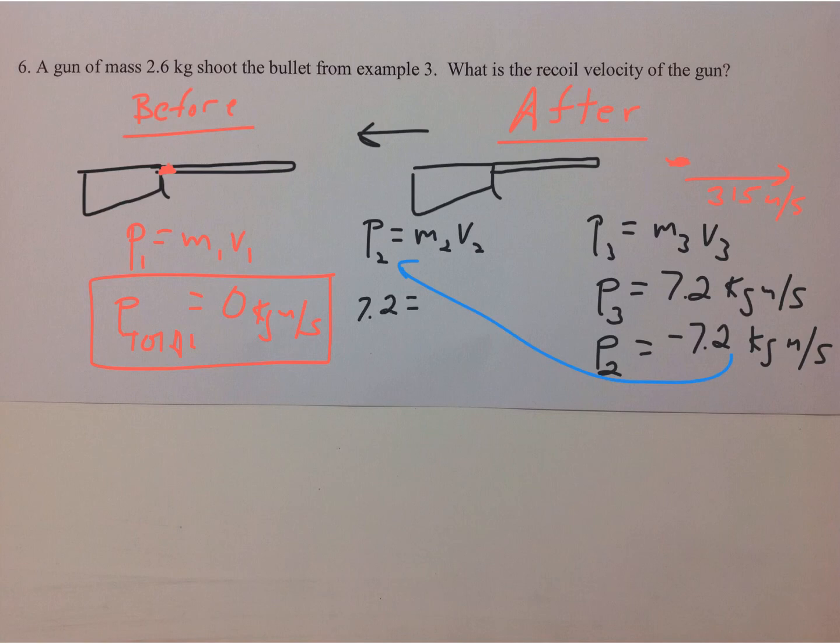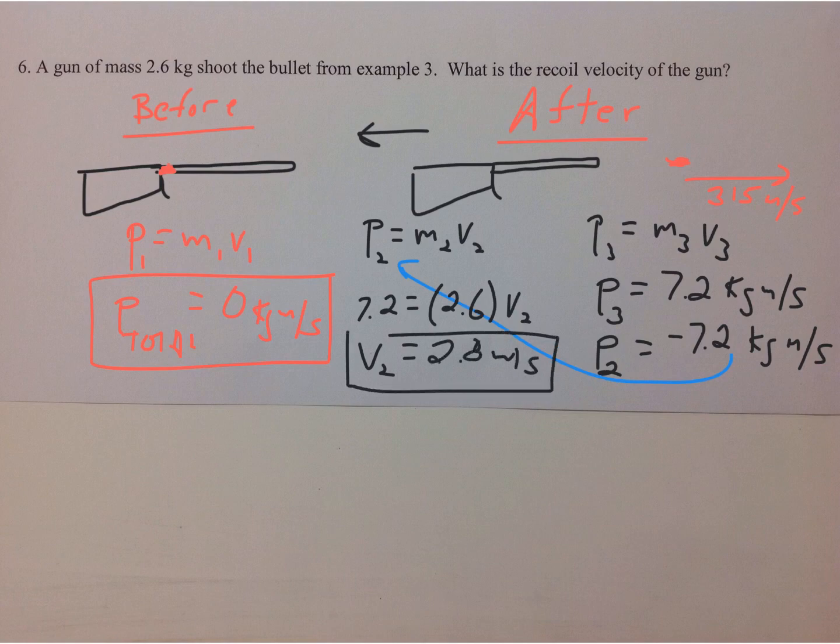7.2 equals mass of gun, which was the 2.6 kilograms, times V2. V2, the backward recoil velocity of the gun, comes out to be, I believe, 2.8 meters per second. 2.8 meters per second. Recoil velocity. Give that in blue. That's our recoil velocity of the gun.